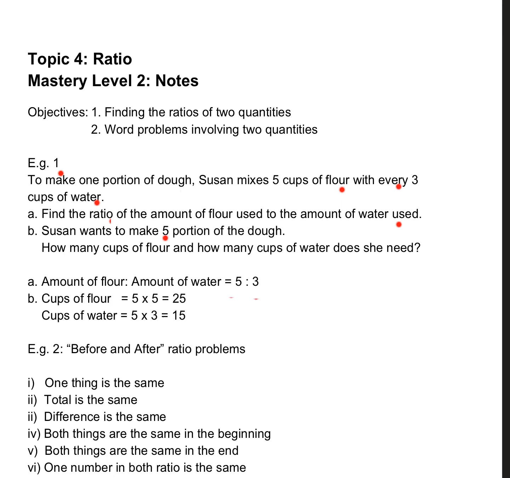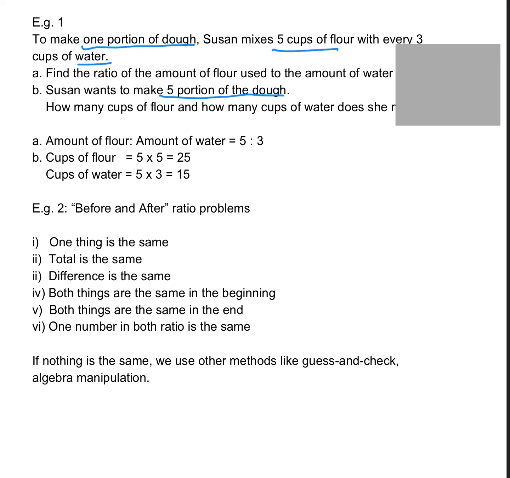Part B, Susan wants to make 5 portions. So, maybe you like to highlight the keywords. One portion of dough is 5 cups of flour, 3 cups of water. Now they talk about 5 portions of the dough. So 5 times 5, 25 cups of flour. 5 times 3, 15 cups of water. So there are various types of ratio problems. Try to find out what is the thing that is the same.